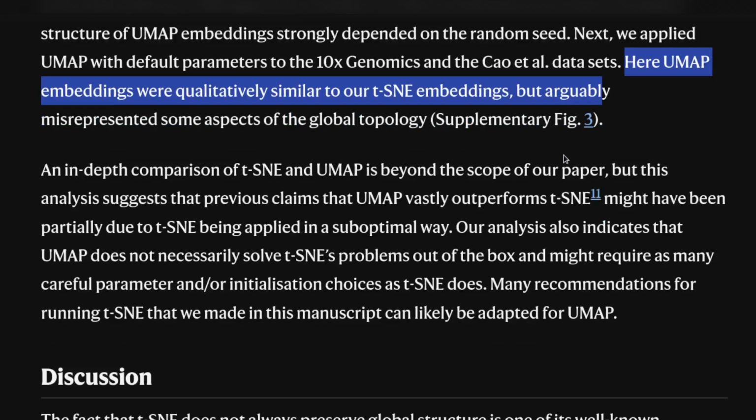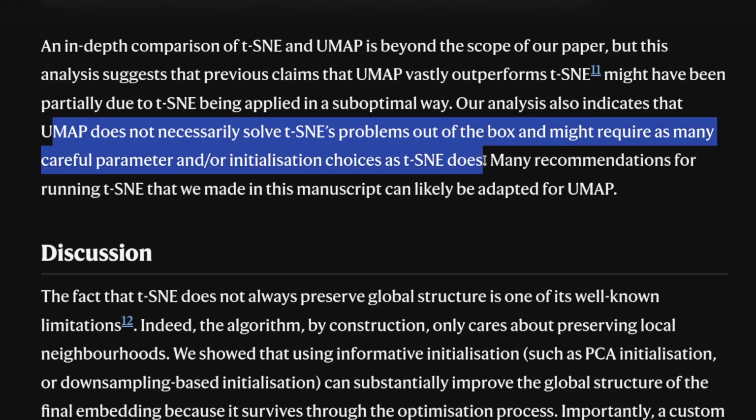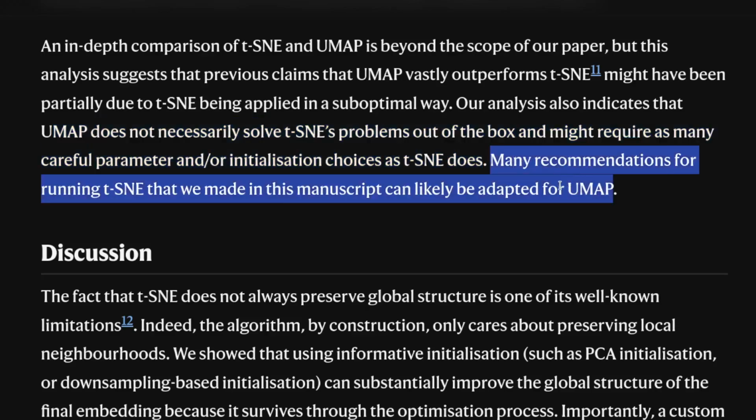An in-depth comparison of t-SNE and UMAP is beyond the scope of our paper, but this analysis suggests that previous claims that UMAP vastly outperforms t-SNE might have been partially due to t-SNE being applied in a suboptimal way. Our analysis also indicates that UMAP does not necessarily solve t-SNE's problems out of the box and might require as many careful parameter and/or initialization choices as t-SNE does. Many recommendations for running t-SNE that we made in this manuscript can likely be adapted for UMAP.